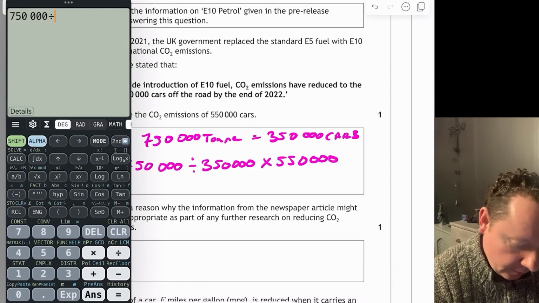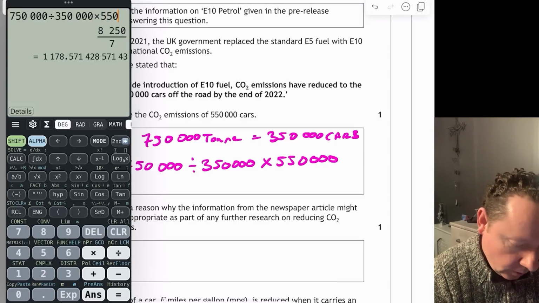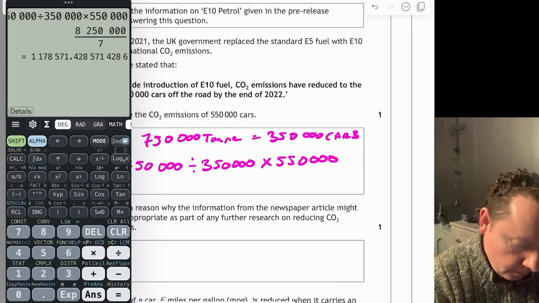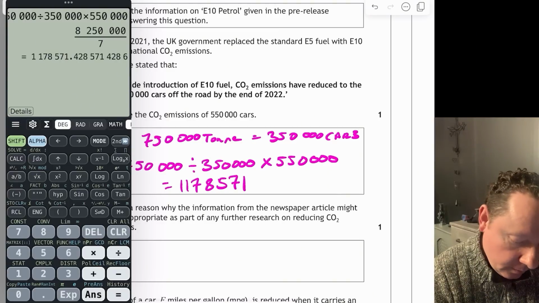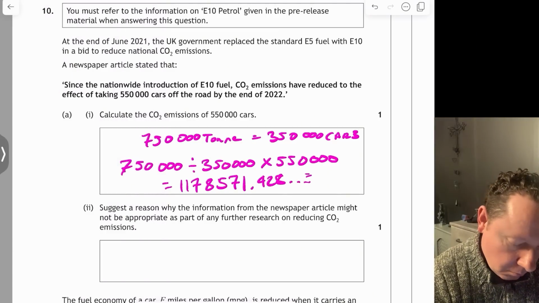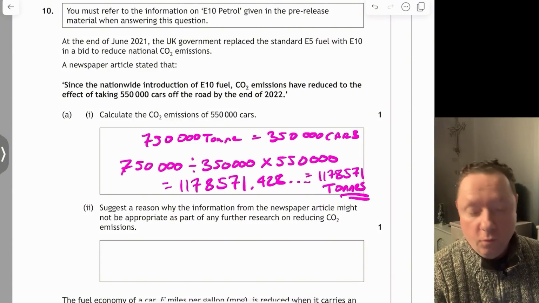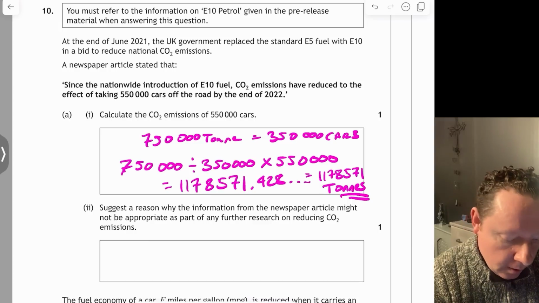750,000 divided by 350,000 times 550,000 is equal to 1178571.428. We'll just truncate that to 1178571 tonnes. That'll be fine. Or 0.4 or 0.43. Okay, next one.